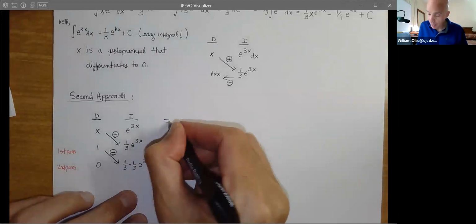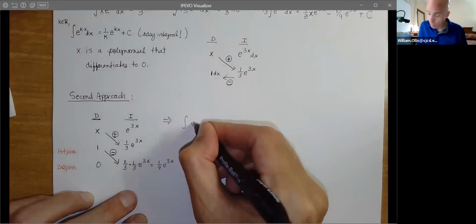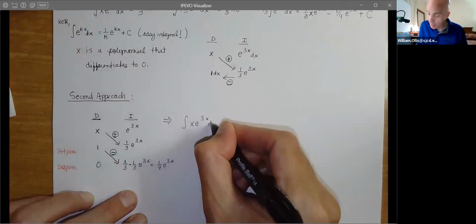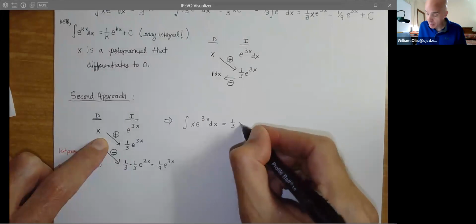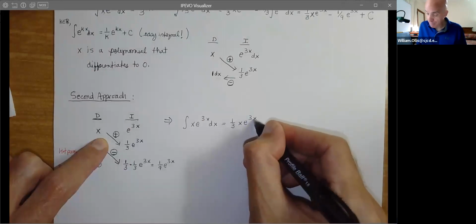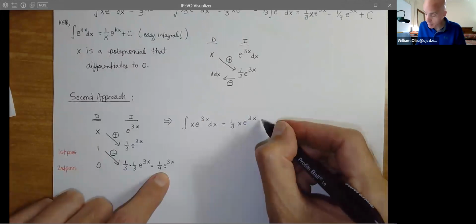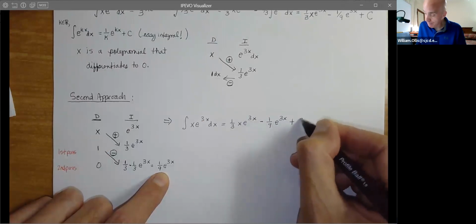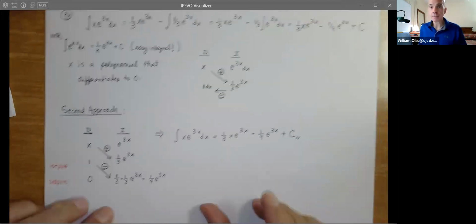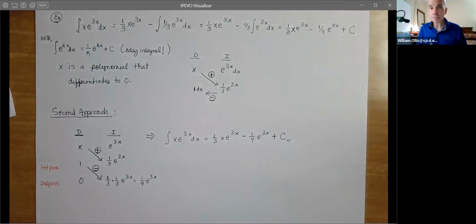So now what does this imply? Well, we're done. This implies that the integral x e to the 3x dx, we just connect the diagonal lines. This will be 1/3 x e to the 3x, and then minus 1 times this, minus 1/9 e to the 3x plus a constant. Same response. Much easier. But with that said, it wouldn't matter if you did it that way, because this problem is so easy, even done with this technique is still simple.